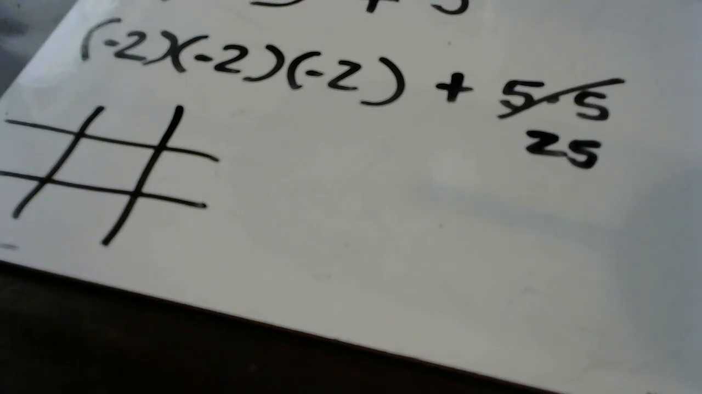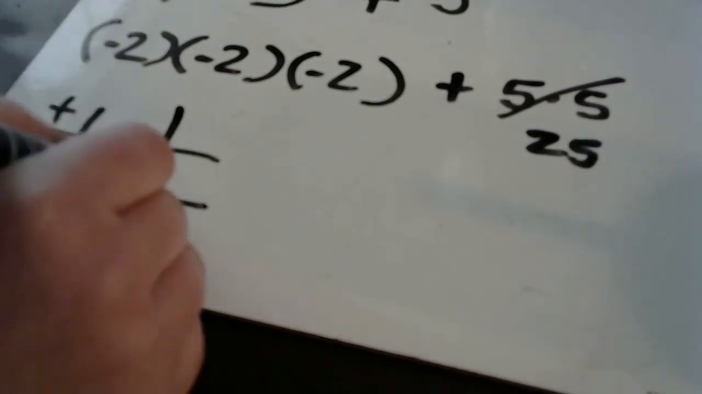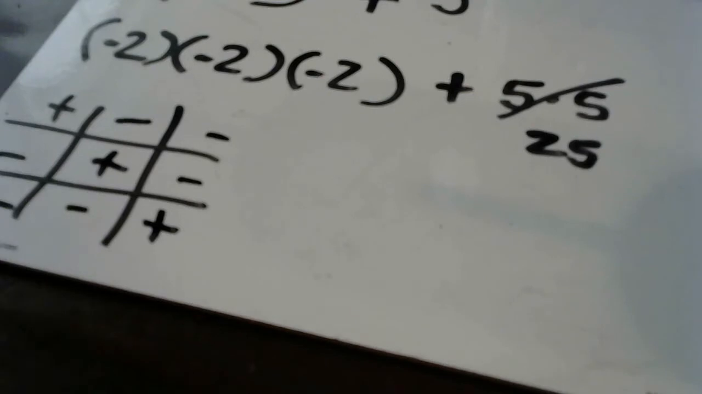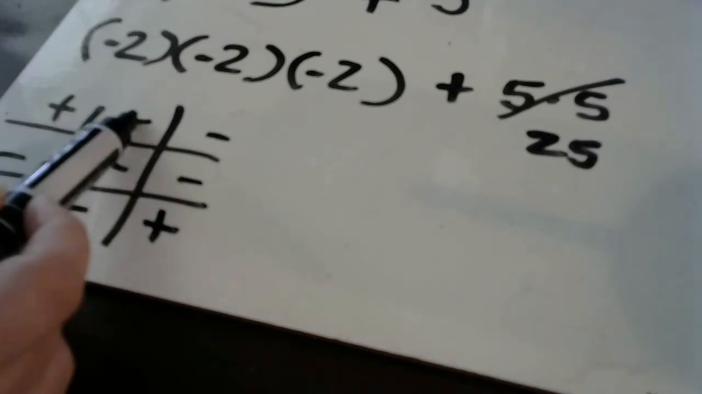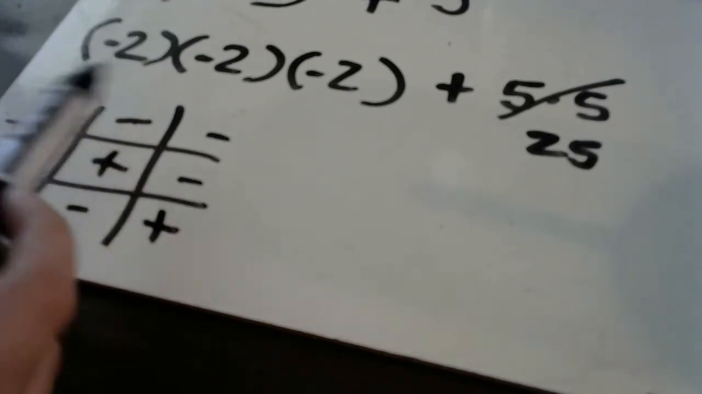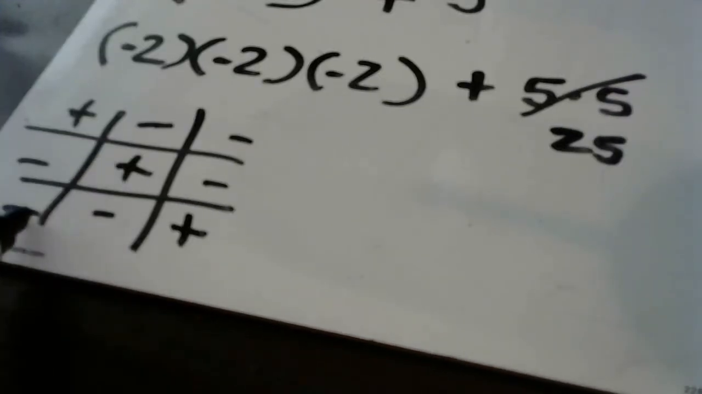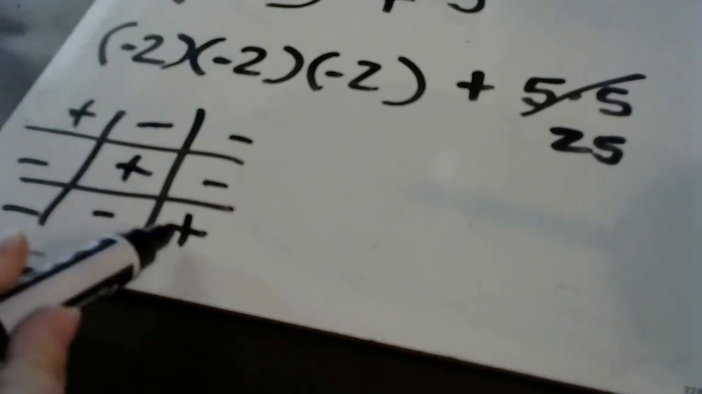And you should know that a negative, okay, so let me show y'all this. If we do the tic-tac-toe board, by the way, this only works for multiplying and dividing negative numbers. If we put our positives down the diagonal, either one, and fill in the rest with negatives, you will see that a negative times a negative is going to be a positive. So if we did -2 times -2, a negative times a negative is a positive. So 2 times 2 is 4. So -2 times -2 is going to be +4.